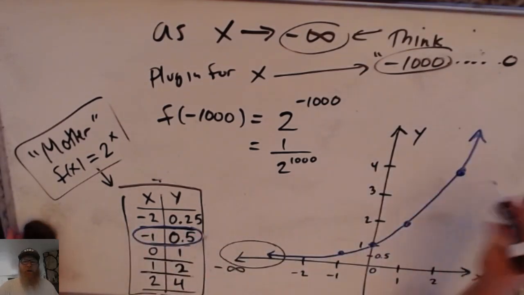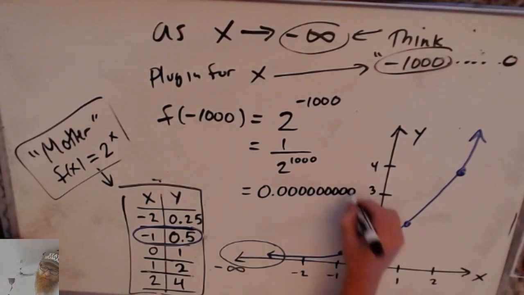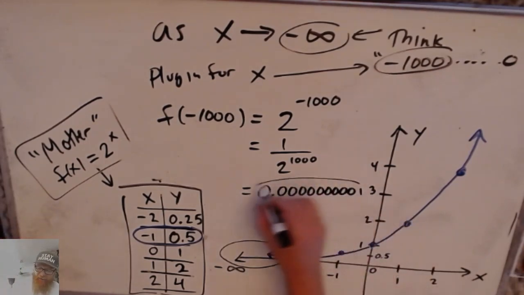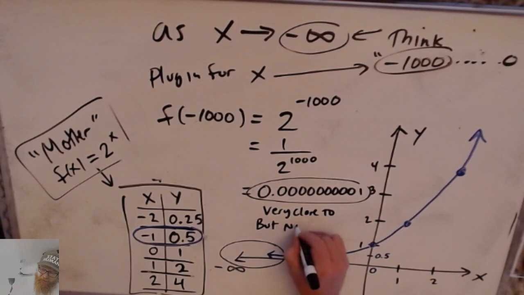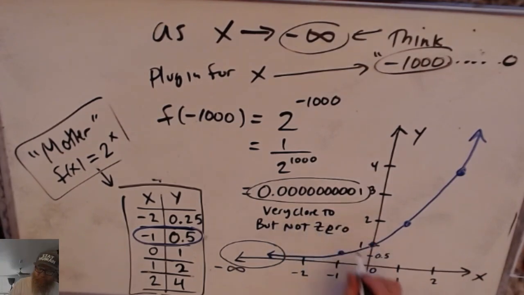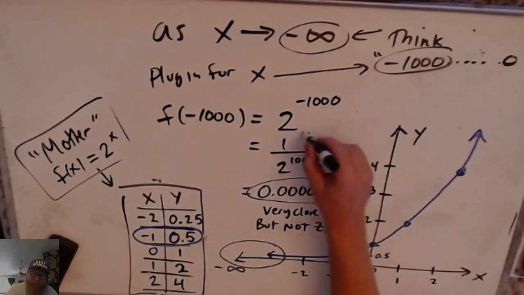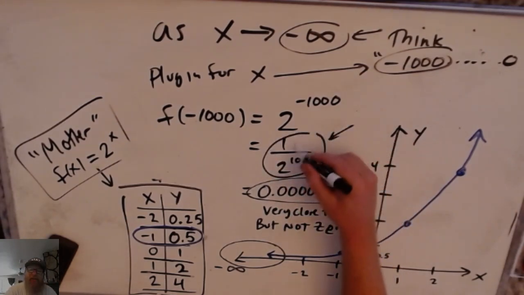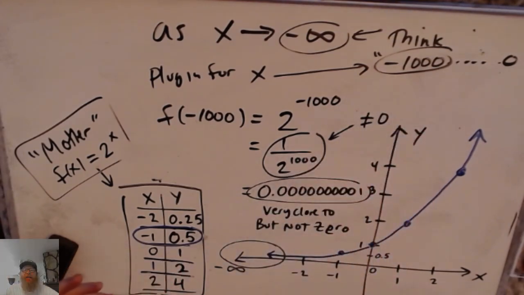It is so small, my calculator just says error. It's very, very close to 0, but not actually 0. So this graph is going to keep getting smaller and smaller, but it will never actually hit 0. One way to think about that is this is never equal to 0. It's always going to be 1 divided by a very big number.